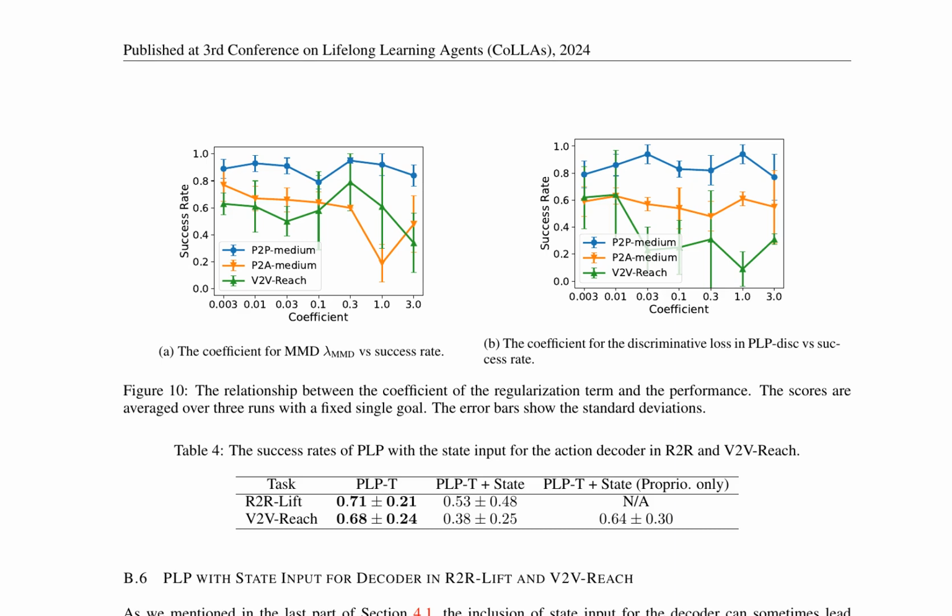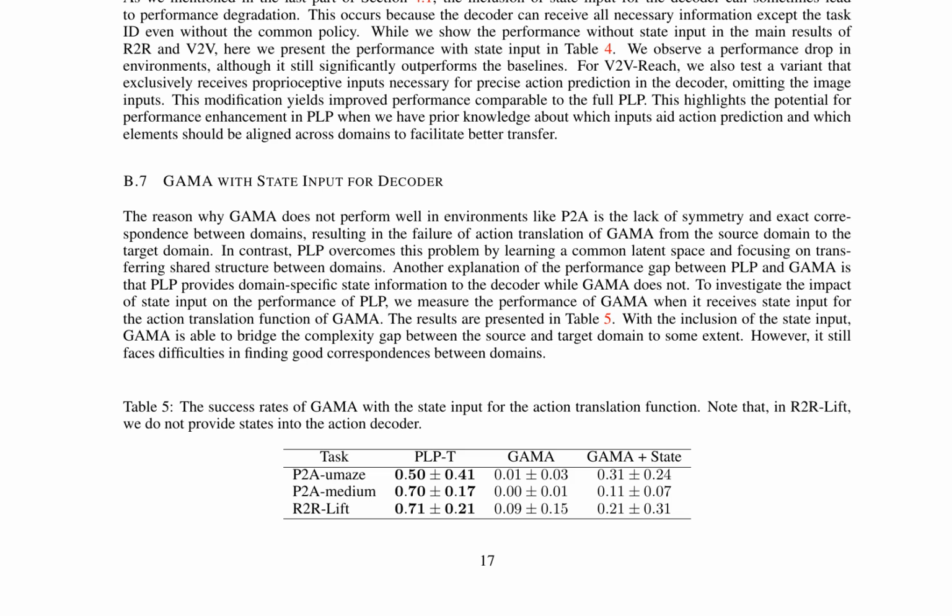Furthermore, the authors investigate the effect of including state input for the action decoder in PLP on the model's performance in R2R lift and V2V reach tasks. The results, presented in Table 4, demonstrate that the inclusion of state input can sometimes lead to a performance degradation, possibly due to the decoder receiving all necessary information except the task ID even without the common policy. However, when the authors test a variant of PLP that exclusively receives proprioceptive inputs necessary for precise action prediction in the decoder, omitting the image inputs, they observe improved performance comparable to the full PLP.